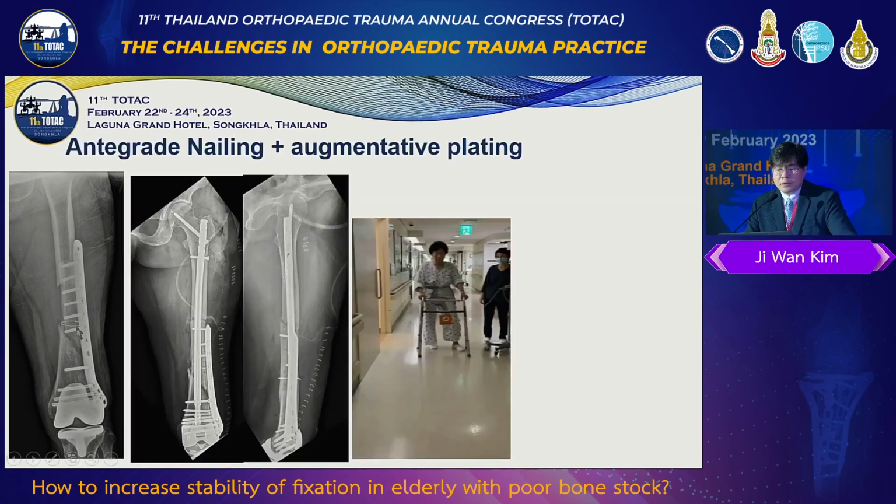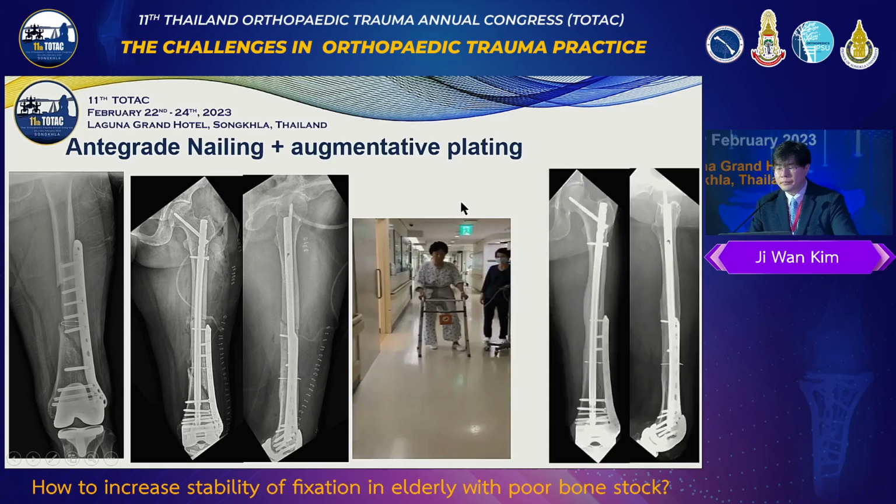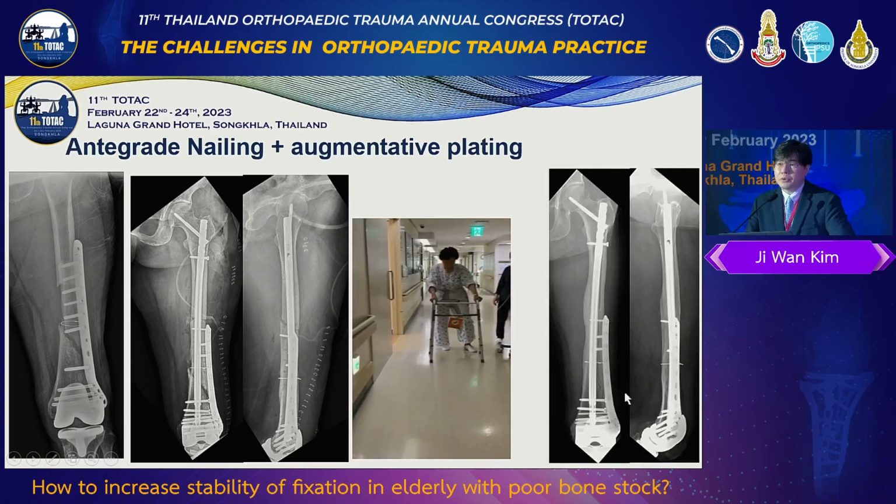I have to fix it, so I removed the lateral plate and did antegrade nailing to prevent future neck and trochanteric fracture. And for the striking technique, I reduced the fracture gap, and to enhance the distal stability, I put the lateral plate like this one, and she could start walking immediately after the revision surgery. And finally, she got bone union.